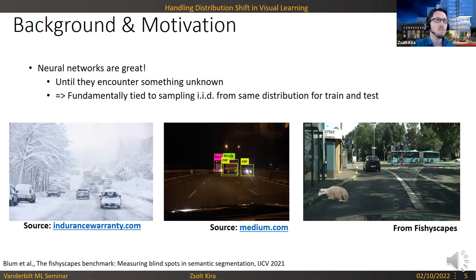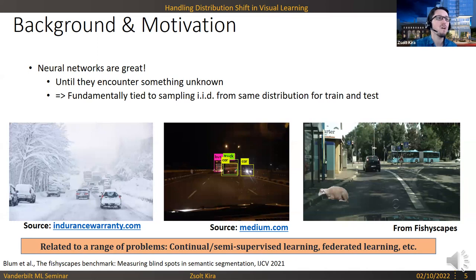This is actually an image on the right from a cool data set called Fishyscapes, where they insert all sorts of random objects like animals into roads. Again, these things are not reflected in the training set. And one thing I'd like to argue is that a lot of these types of problems are all related to distribution shift, and that also ties together all sorts of different problems in machine learning, including continual and semi-supervised learning, federated learning, and so on.